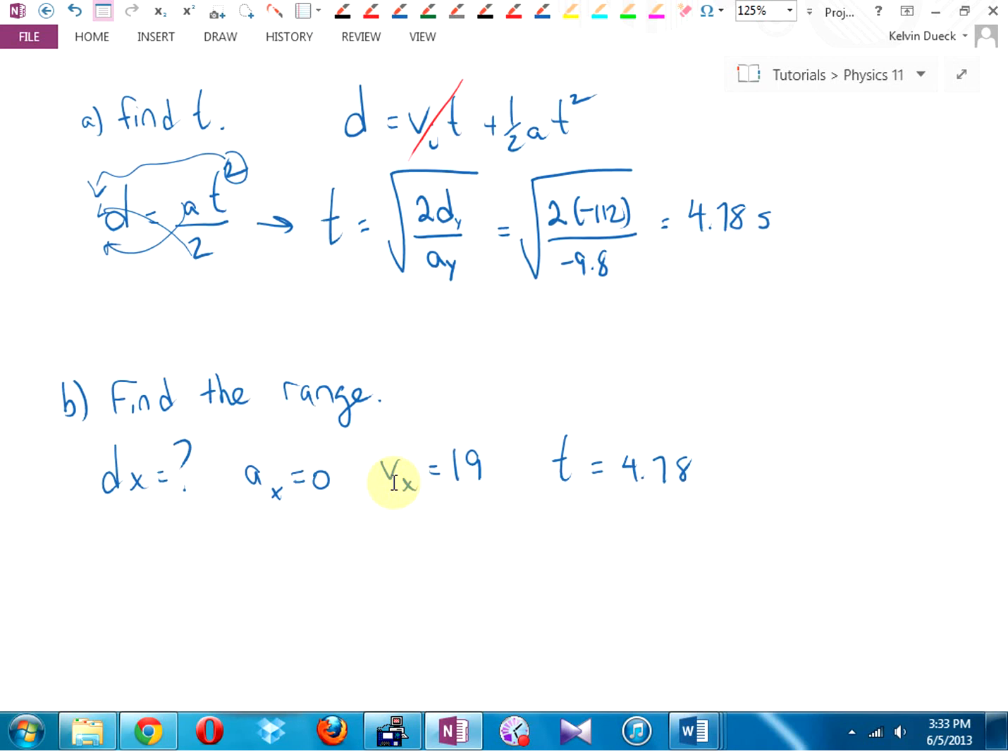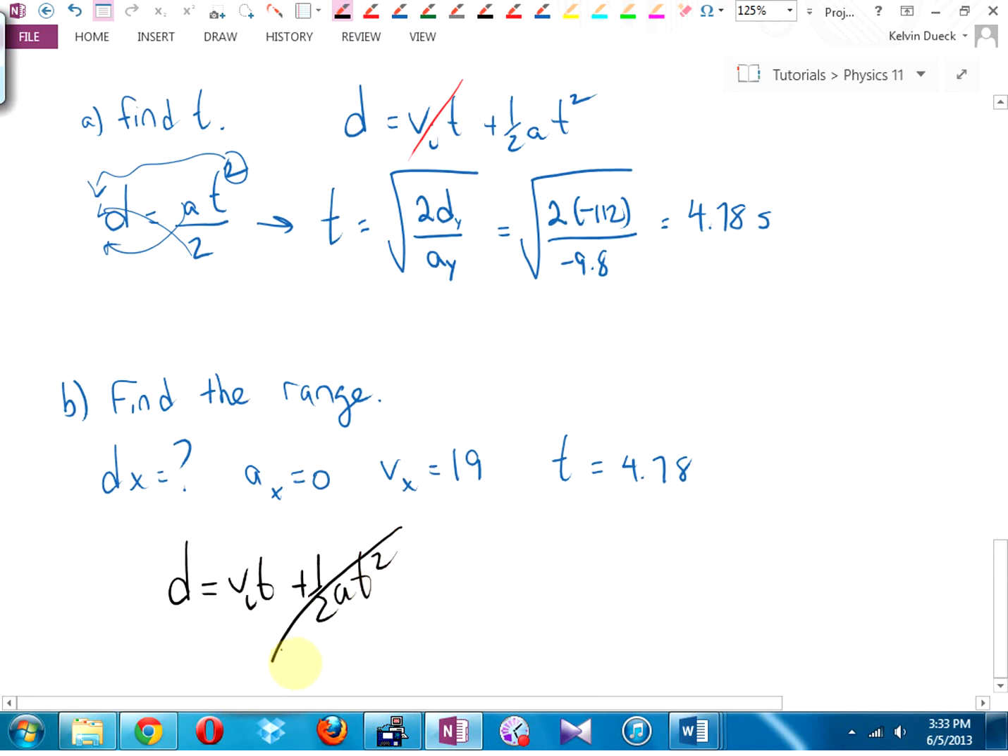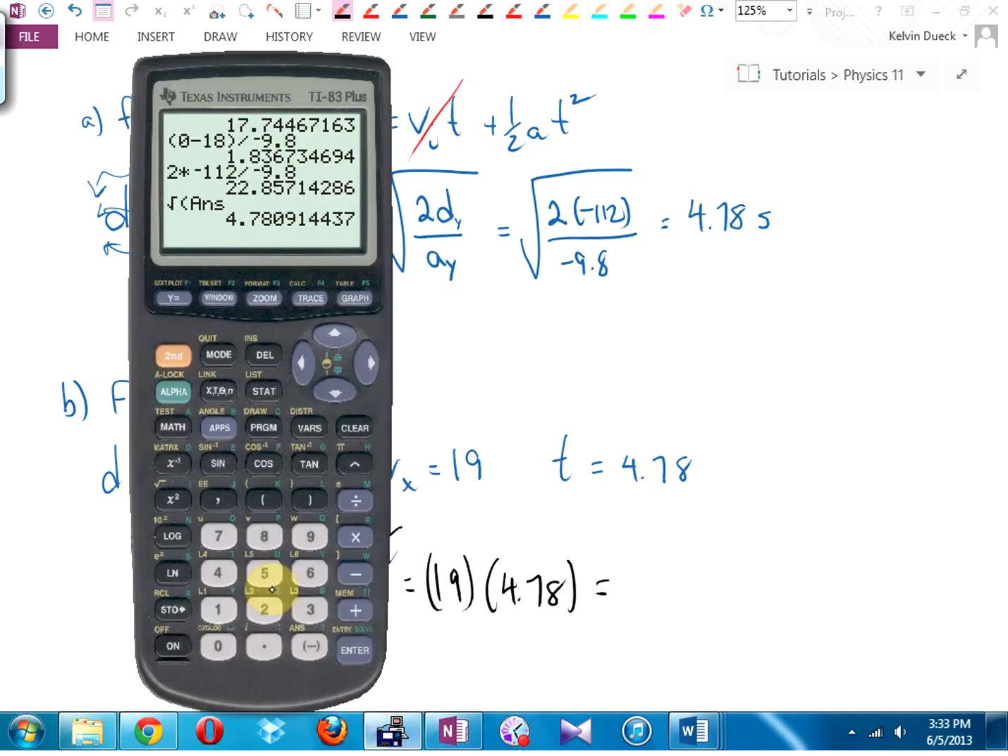d equals v t. Oh, she even, yeah, nice. d equals v_i t plus a half a t squared. And did you hear her, McKenna? In her head, she said, that's going to be gone. Why? Because a is equal to 0. So it's going to be 19 times 4.78. Yes? 90.82. Oh, she's way ahead of me.